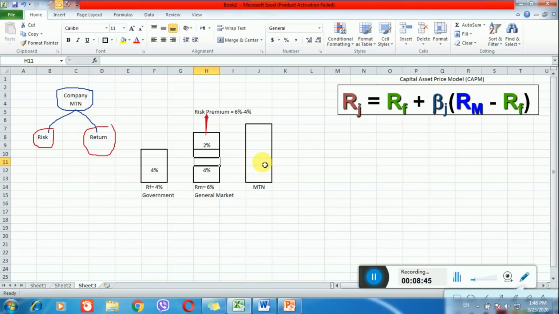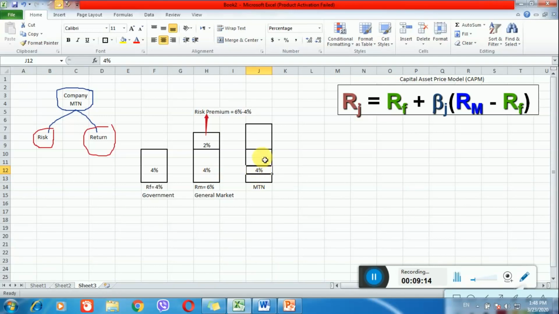We have another opportunity, and that is MTN. That is a company where you would like to make an investment. If you want to invest in the MTN company, MTN is telling you we are also giving you 4%. Why? Because we are not less than the government. We are giving you 4% return too, because we are competing here in the market.